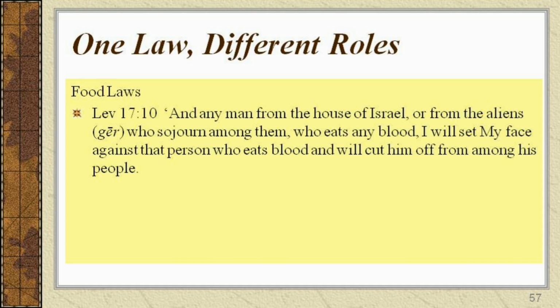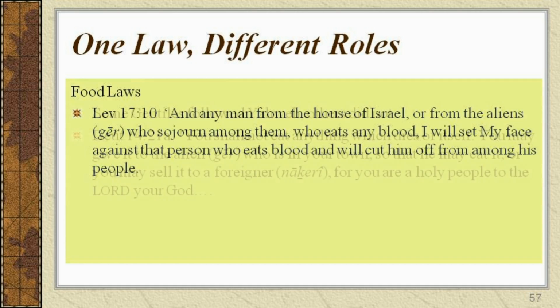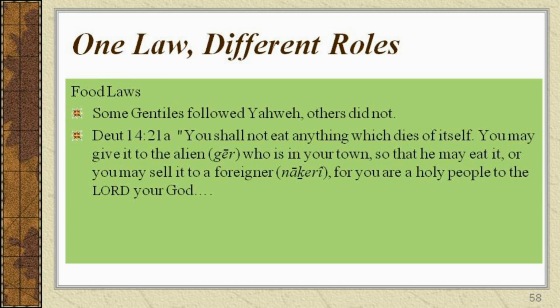The next commandment illustrates the discontinuity that also exists within the law of Moses between Israelites and Gentiles. We need to remember that some resident aliens voluntarily decided to follow Yahweh, while others did not. And God expected His covenant people to abide by a higher standard.